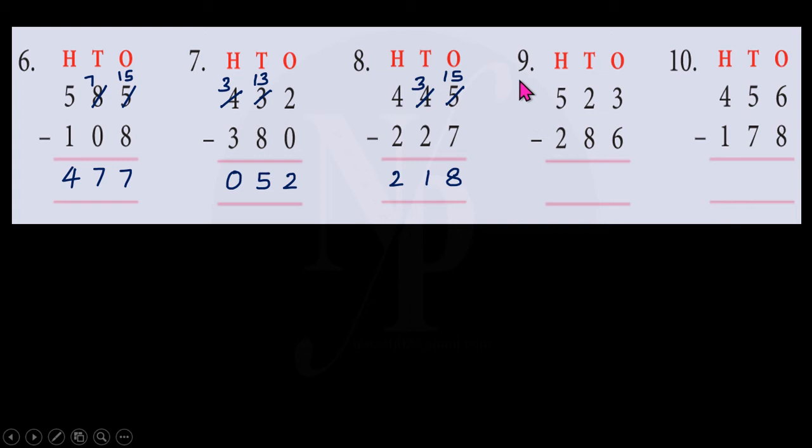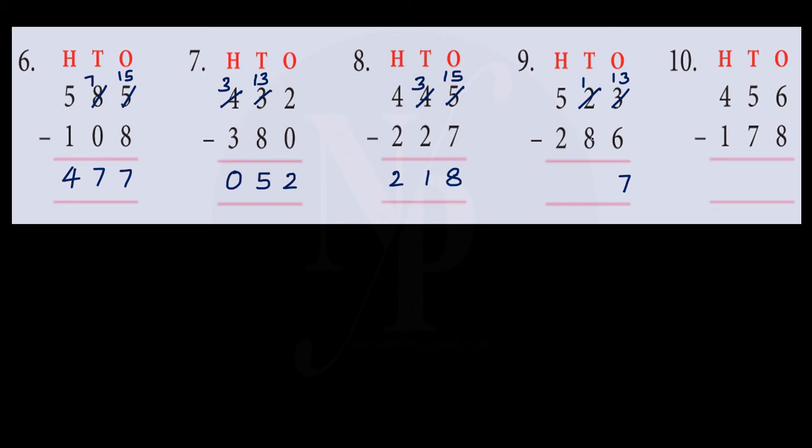Coming to question number 9, we have 523 minus 286. Let us subtract here. Since the digit here is larger than this, we need to regroup. So we make the two tens here as 1 ten, and 1 ten is borrowed to ones column. Now this becomes 13 ones. On subtracting 6 from 13 ones, we get 7 ones.